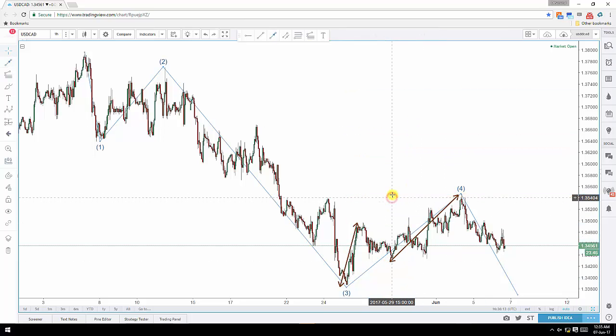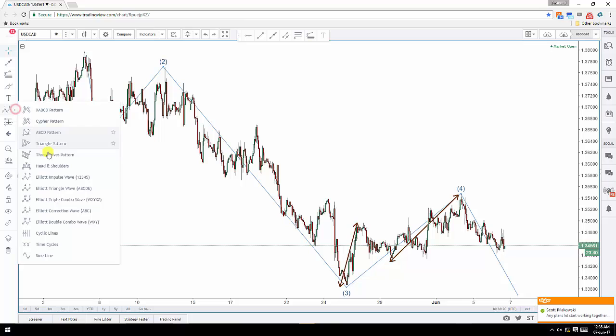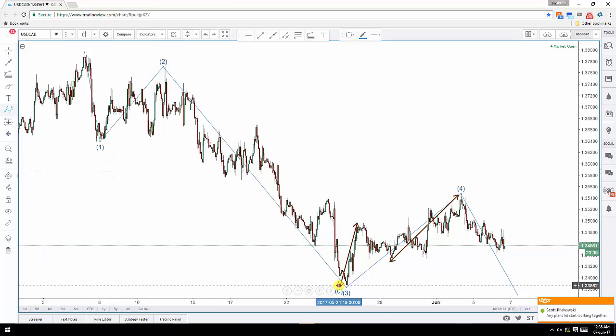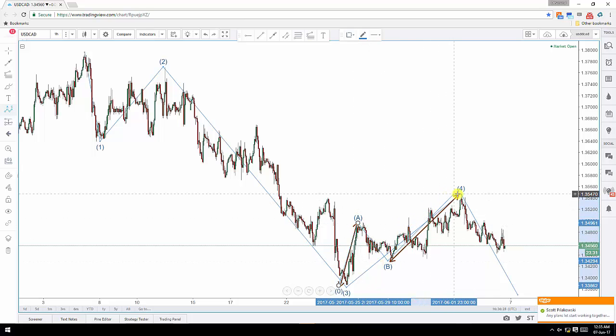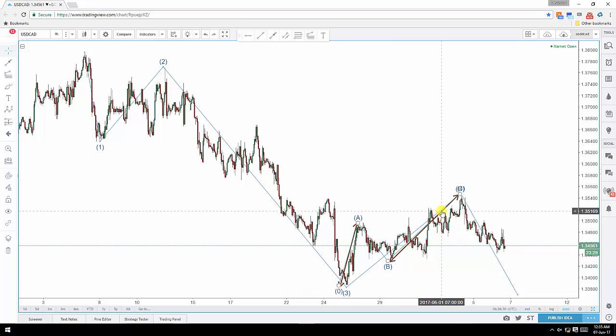So in standard Elliott wave theory, this is kind of like an ABC. If we're going to put a corrective wave here, ABC, this would be something like an A, this would be a B, and this would be a C. So we're looking at A, B, C, which is a wave 4, and we're looking for a push down from there.